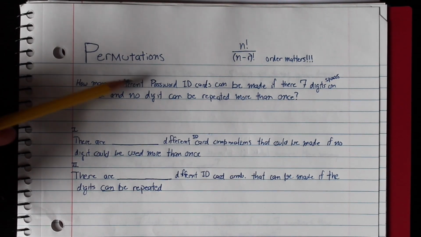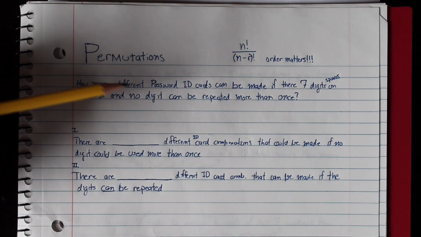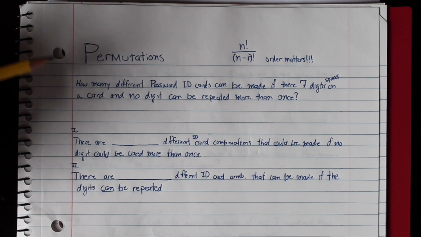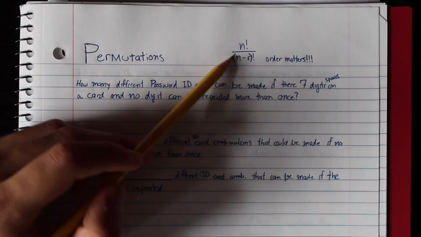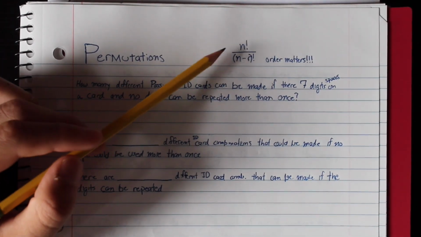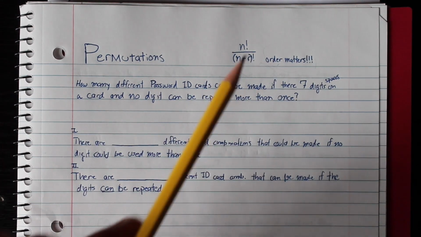All right, today we're doing permutations. Permutations are going to be a lot bigger than combinations if it's the same thing. Like if it's 5C2, that's going to be a lot less than 5P2, okay? And over here we have the equation for it: n factorial over (n minus r) factorial. And of course, order matters a lot.